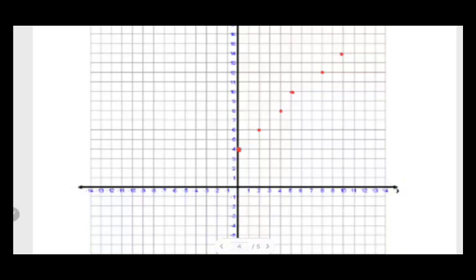Something looks wrong. So that's 10 and 14. We should have 6 over here. 6 and 10. Yes, I was wrong. I got the plot wrong. Children, be very careful with this.